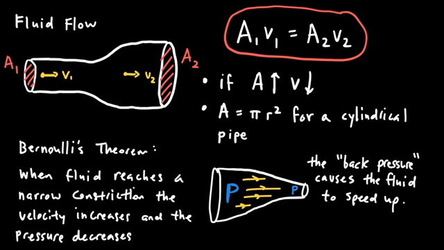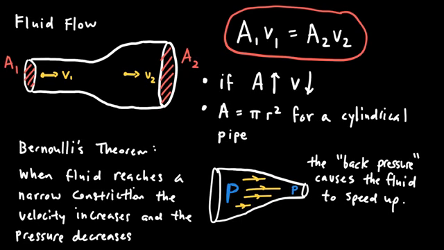The areas, if the pipe is cylindrical, could be given by pi r squared. And so it's important to remember that if in a problem I'm given the diameter of the pipe, I need to find the radius and then remember that the area is proportional to the square of the radius, and then subsequently use that in my calculations.